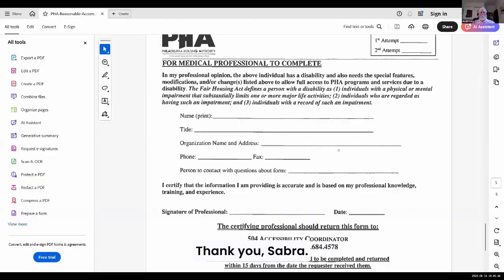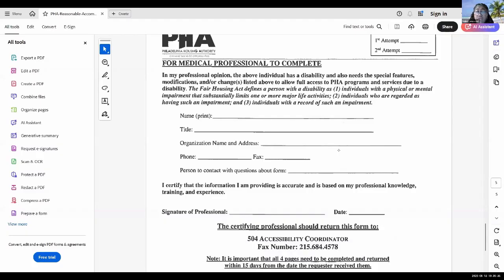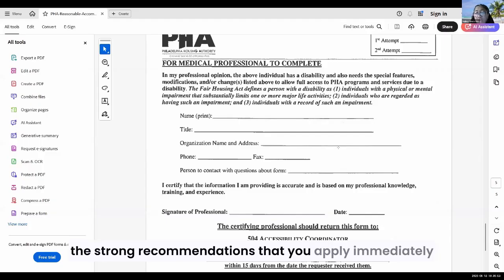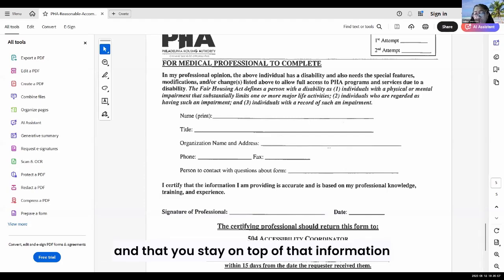Great, thank you, Sabra. Now, it's not an easy process. You did mention, David, that often the housing authority has a waiting list, or there's a period of time when they open the waiting list. And if that is something that is happening, the strong recommendation is that you apply immediately and that you stay on top of that information to be able to get the actual voucher.